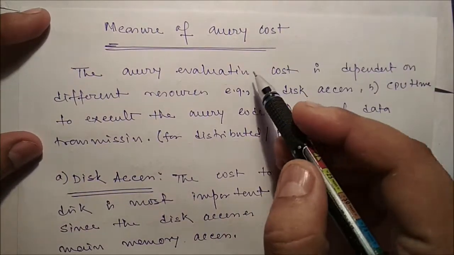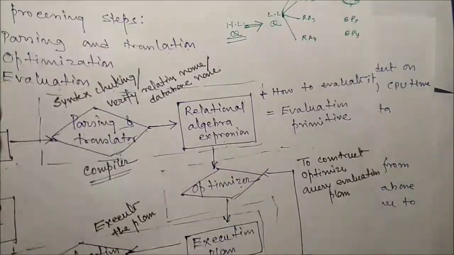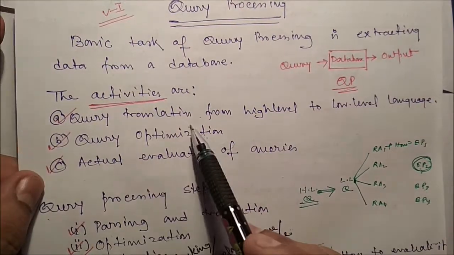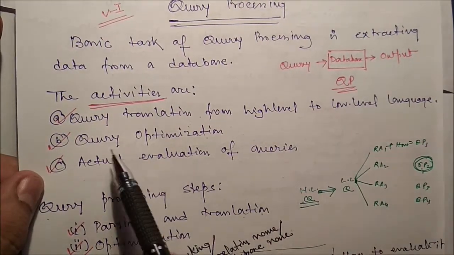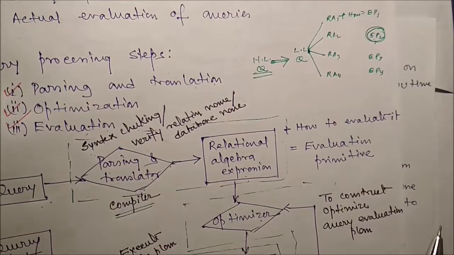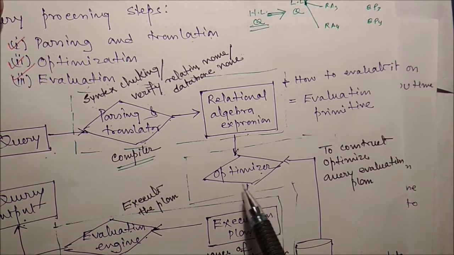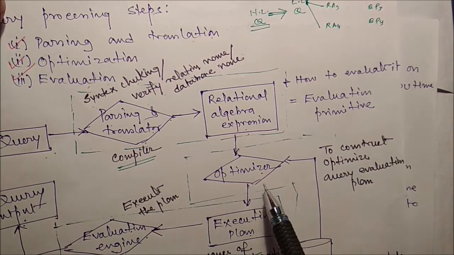Welcome back, friends. In this video we'll talk about measure of query cost. Now we have seen that in query processing there are three parts: query translation from highest to lowest level, query optimization, and actual evaluation of the queries. Now in query optimization we have to identify the best query. So the question is how to identify the best query.